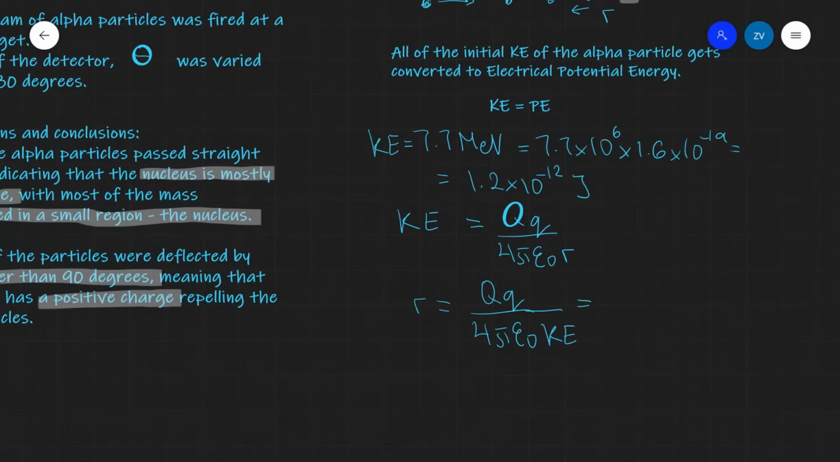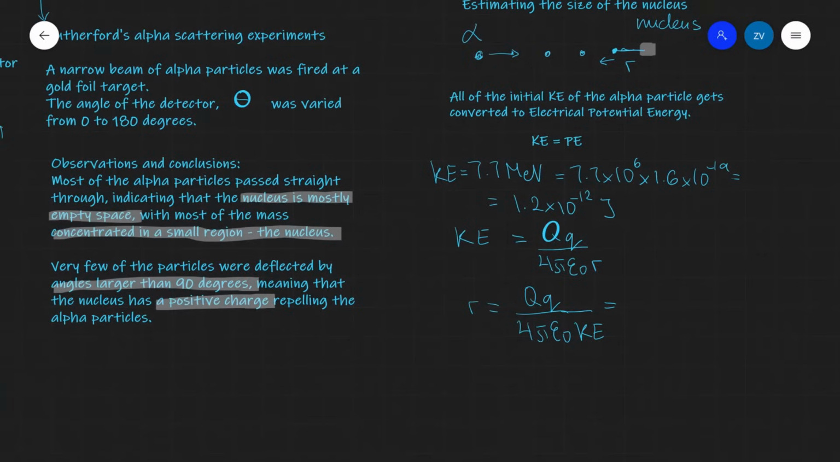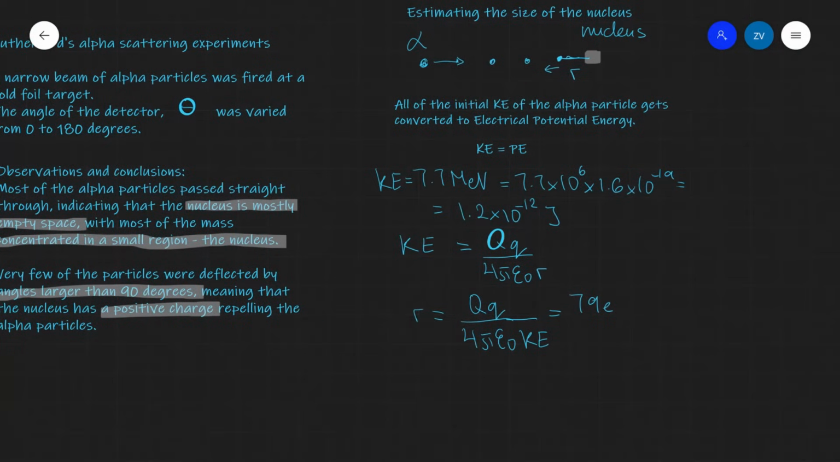Now our charge for one of the Q's will be 79 E, because we were using gold nuclei. In fact, even better, let's just draw this in yellow, indicating that these are indeed gold nuclei. Our other charge was an alpha particle which consists of 2 protons and 2 neutrons, so this would be equal to 2 times E, where E is the elementary charge. I'm going to be dividing that by 4 pi epsilon naught times our kinetic energy.